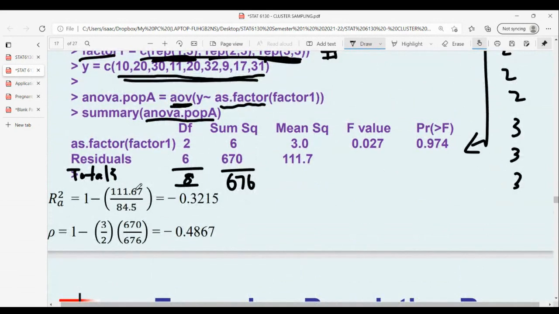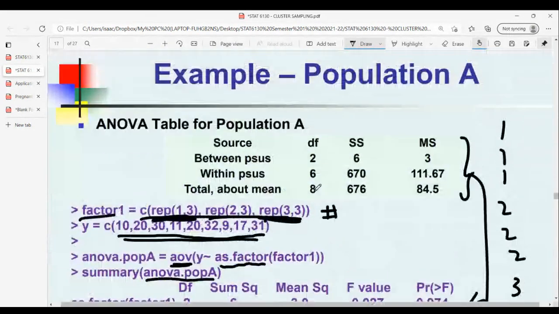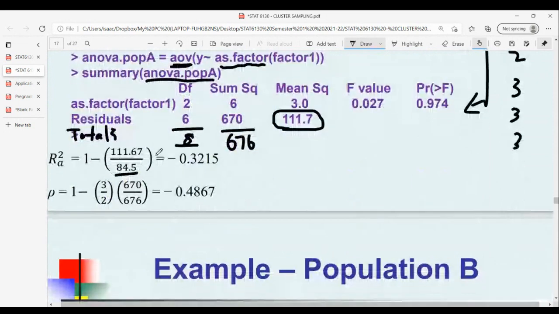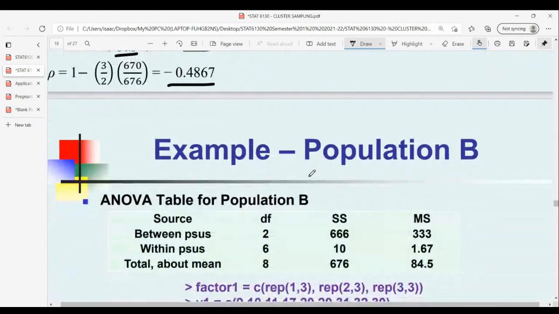So it's 111.67. So that is the error sum of squares minus the 84.5, and 84.5 is when you take the total. So if you take 676.8 and you divide it by 8, you're going to get this. Normally we don't do that, but in this case, to work out the R squared adjusted, this is what we do. And 1 minus that will give us this value here. So this is my R squared adjusted, and my rho value is also negative, right?